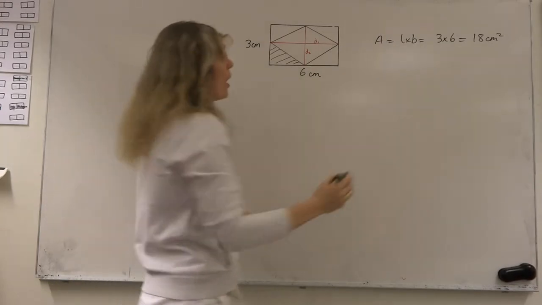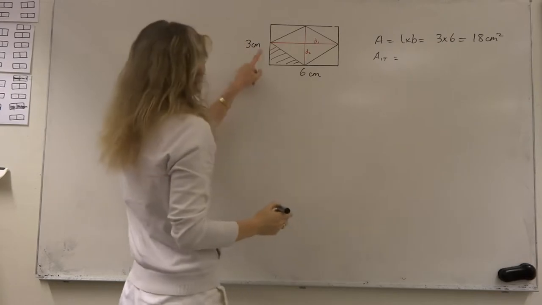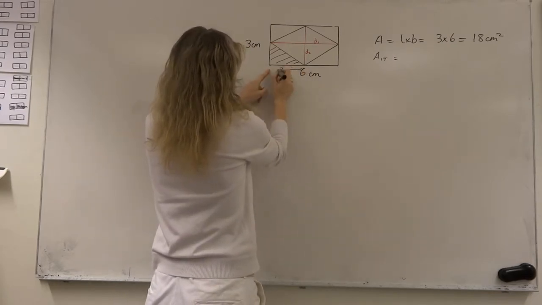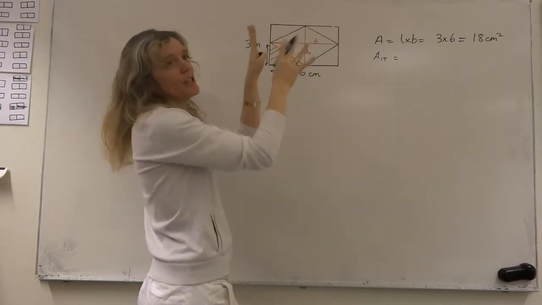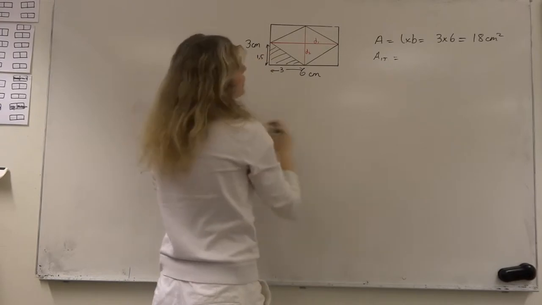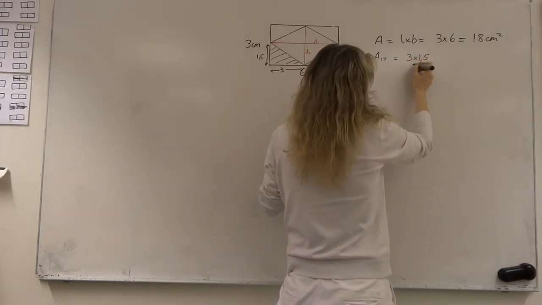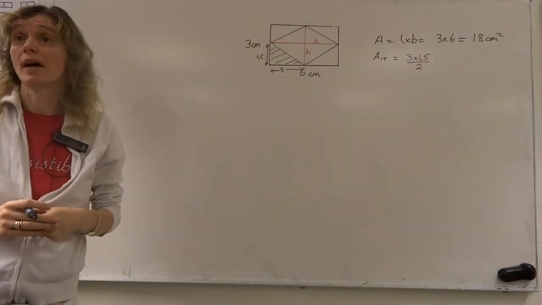The area of one of the triangles would be, this length is 3, and this is 1.5. You've got to imagine that these are middle points here. So we get that it would be 3 times 1.5 divided by 2. But we've got 4 of those triangles, haven't we?